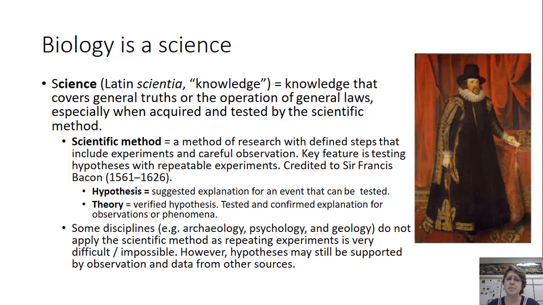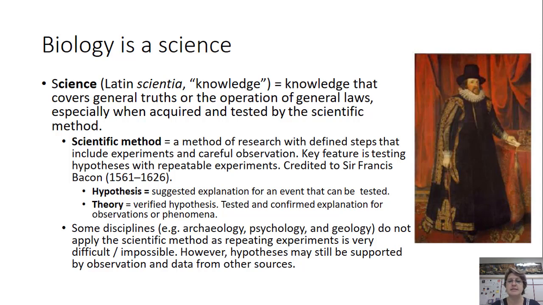So remember that a hypothesis is just a suggested explanation for an event that you can test. So it's not necessarily a prediction, but an explanation instead is a better way of putting it. And then a theory is when we have a hypothesis that we can verify. We've tested and confirmed this hypothesis, this explanation, over and over again with observations or phenomena. And so far, there's not been any evidence to falsify it. But it's not a law. It's not a fact that can be replicated over and over again.